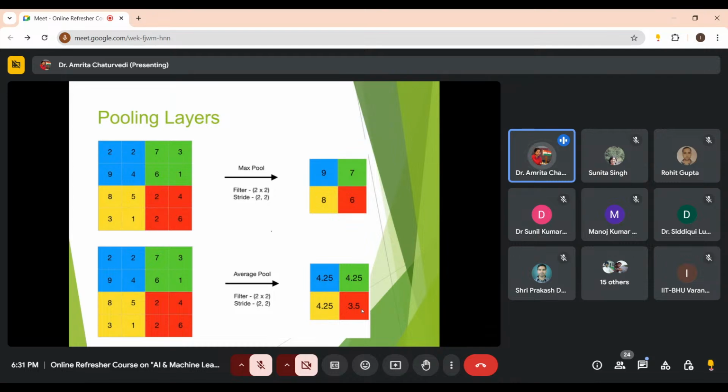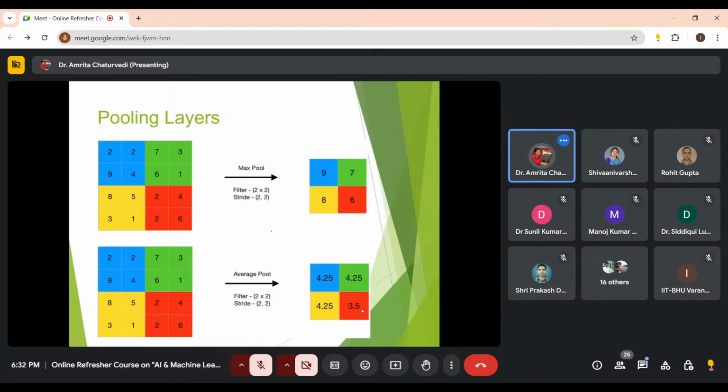That means you will be shifting by 2 pixels. If you see the first block of 2 cross 2, here you have values 2, 2 and 9, 4. Since this is max pooling, in each section you will be taking only the maximum value. So in the first section 2, 2, 9, 4, the maximum value is 9, so you will take the value 9. Then in the second section, which is shown by green, you have 7, 3, 6, 1, so the maximum value is 7, and you will take 7 in the output.